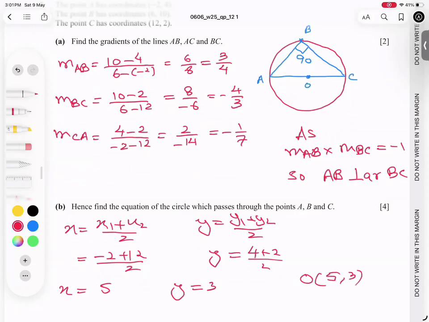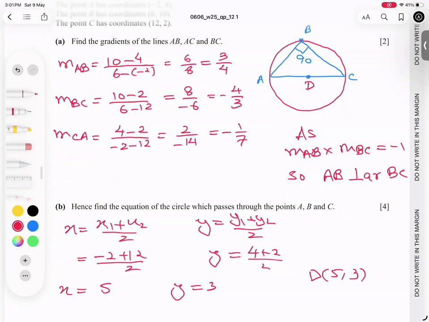All right. We can call it O, or we can call it any other letter. O just behaves like an origin, not a region. The center coordinates are (5, 3). But the question is, we have to find the equation of the circle.